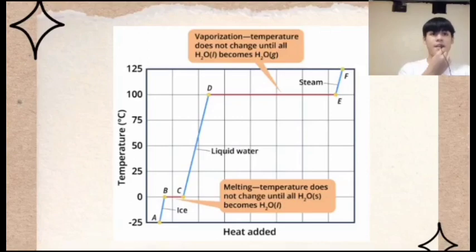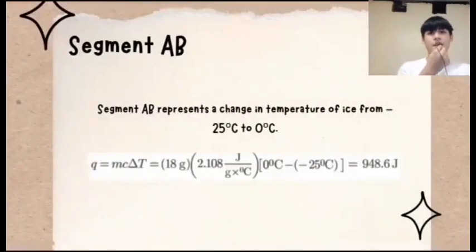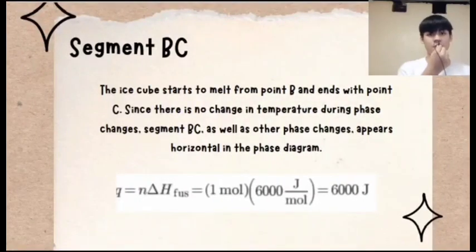The process can be divided as represented by the segments. The blue segments represent temperature changes without phase change, while the red segments represent phase changes without temperature change. Next is segment AB. This segment AB represents a change in temperature of ice from negative 25 degrees Celsius to 0 degrees Celsius. The heat associated with an increase in temperature can be calculated using the equation on the screen. A mole of ice weighs 18 grams and the specific heat of ice is 2.108 J/g·°C.